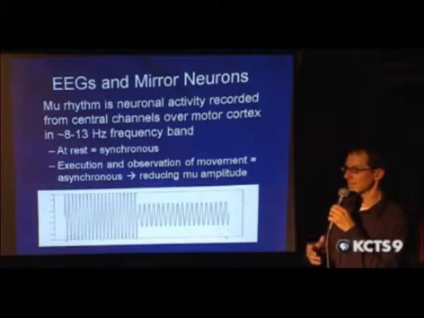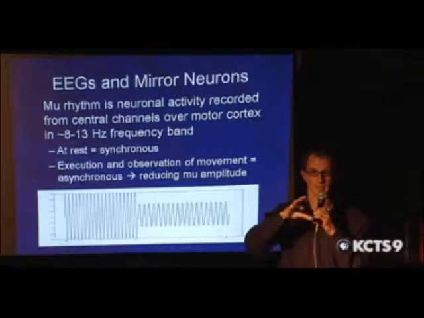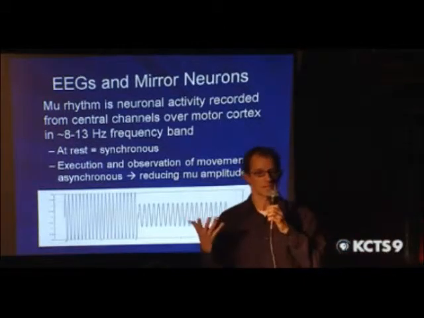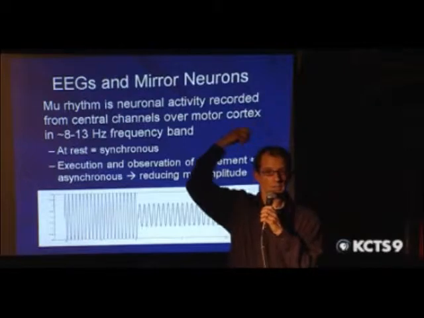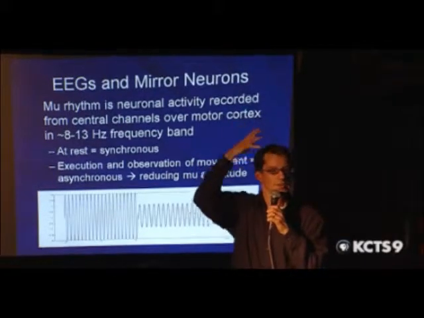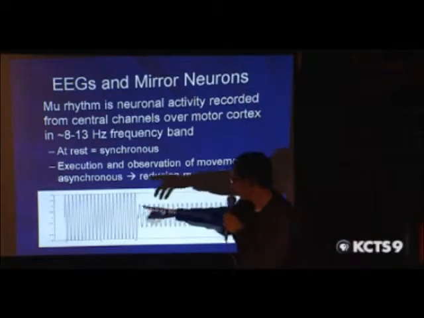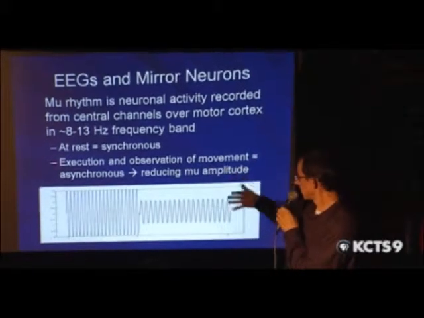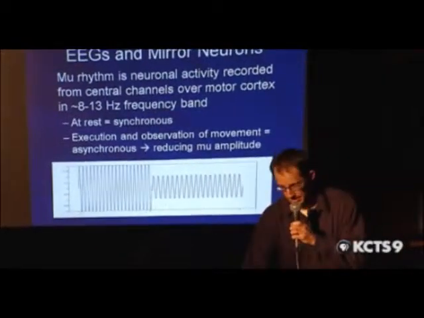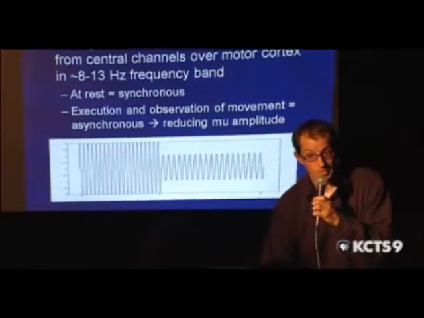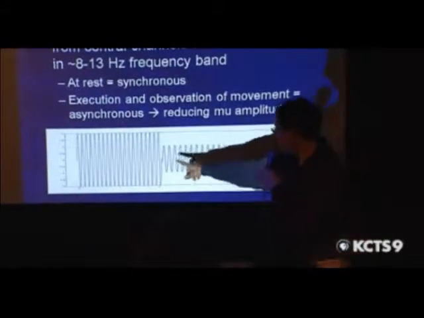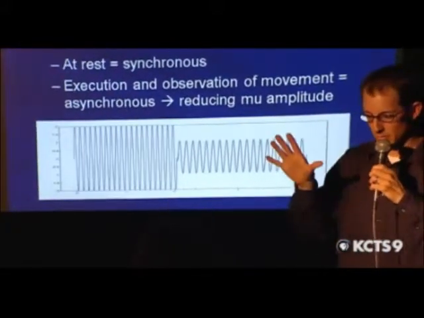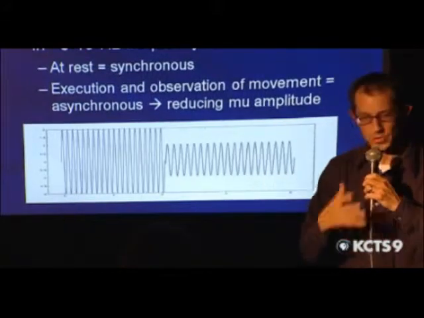And so they thought, wow, this might be an index of this matching system, this mirror neuron system. The theory is that when I'm sitting here at rest, just relaxing, all the underlying neurons in my brain are firing synchronously. So we get this characteristic wave band, about 8 oscillations per second, with this amplitude. But when I perform an action, like grab a beer, or watch someone else grab a beer, I get a reduction of that amplitude. So the waveform is going to reduce somewhat like this. So that's the theory, in broad brushstrokes, behind what's going on with the mu rhythm.